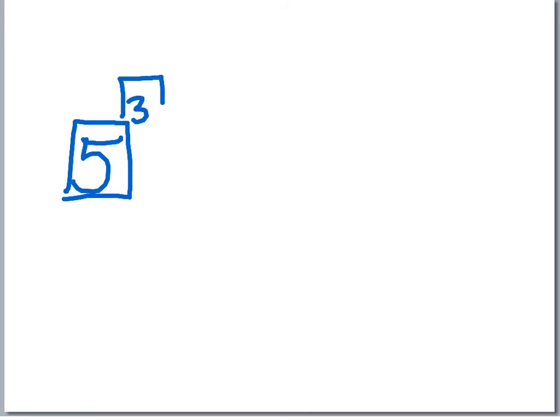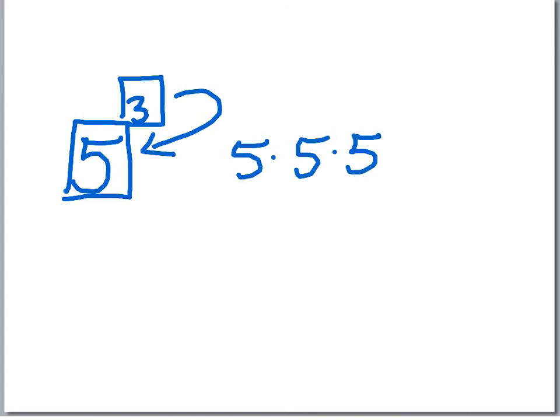Alright, let's wrap this one up. Let's say we have this. Looking at that, this 5 right here, that is the base. The 3 here is the exponent. And again, the exponent is the number that tells you how many times you need to multiply the base by itself. So this would be 5 times 5 times 5.